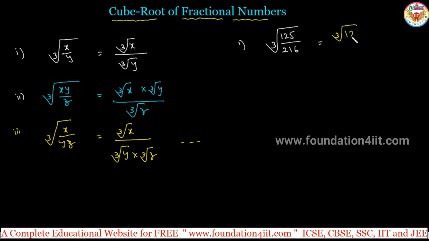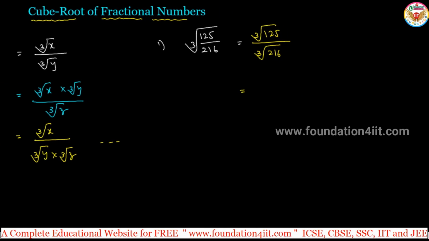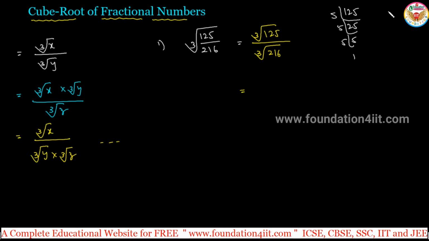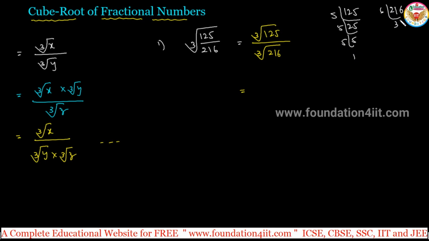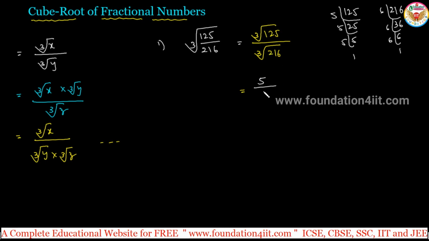So cube root of 125 divided by cube root of 216. Now we can use the prime factorization separately for the numerator and denominator. 125: 5 times 25 is 125, 5 times 5 is 25, 5 times 1. Now 216: 6 times 36 is 216, 6 times 6 is 36, 6 times 1. So if you observe, cube root of 125 is 5, cube root of 216 is 6. So 5 by 6, right?